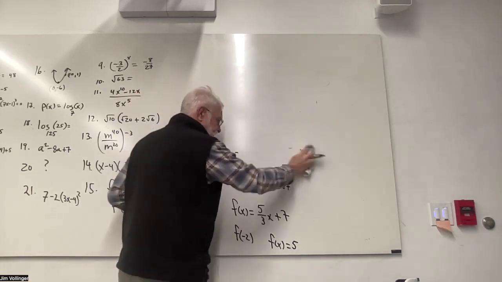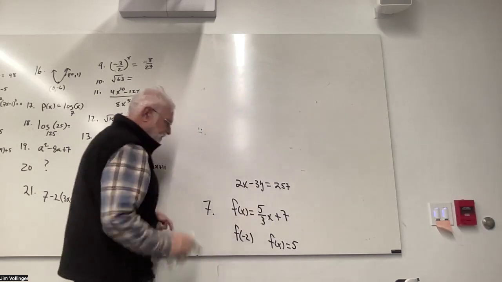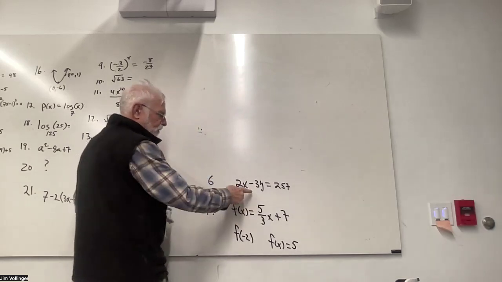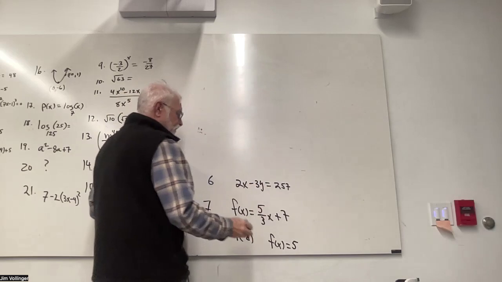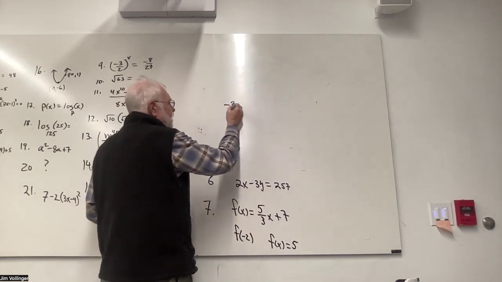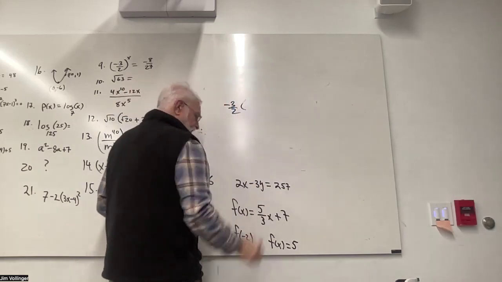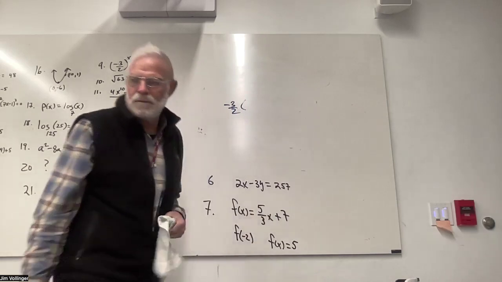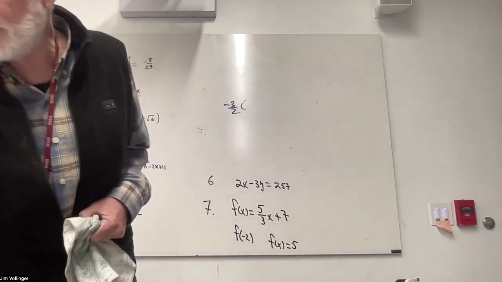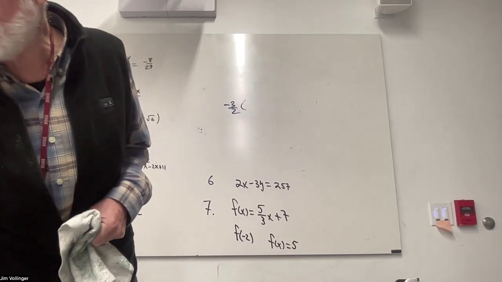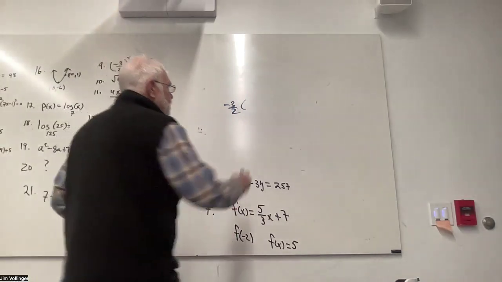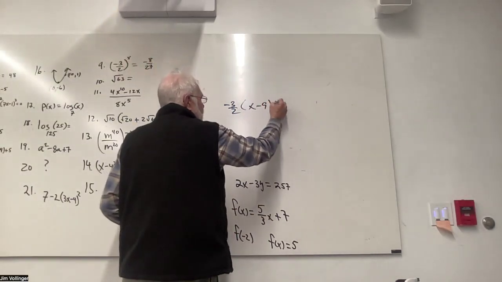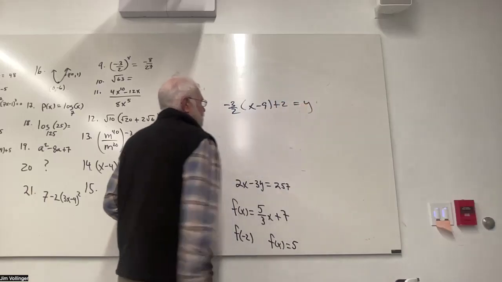That's problem 6, I believe. Maybe it's 5. Yes, it was 5. So, perpendicular to this line equal to 257. If you look at your answers, I'm passing through a point, I forget what point it was. It's on the sheet here, so I might as well give you what point it was. 9, 2. If it's 9, 2, then x minus 9 plus 2, and that's my function.